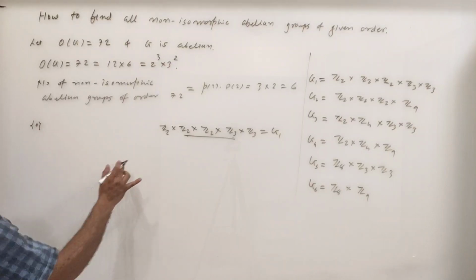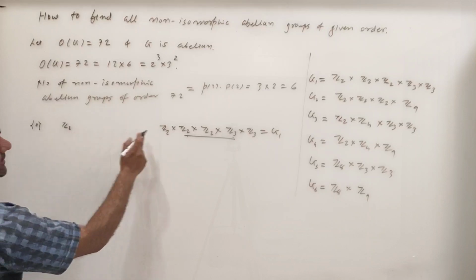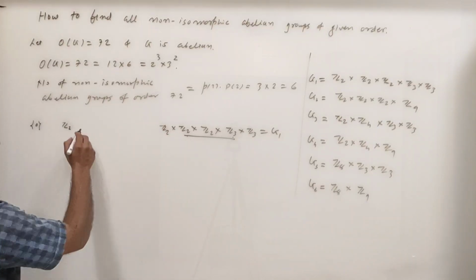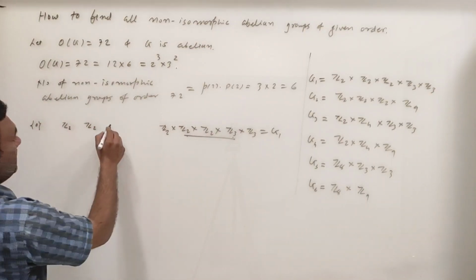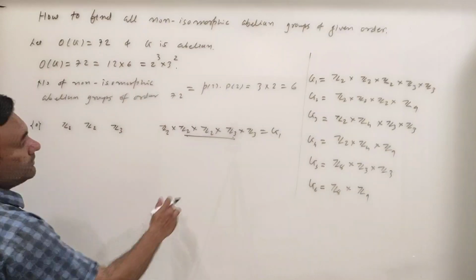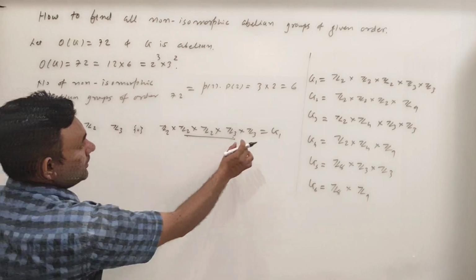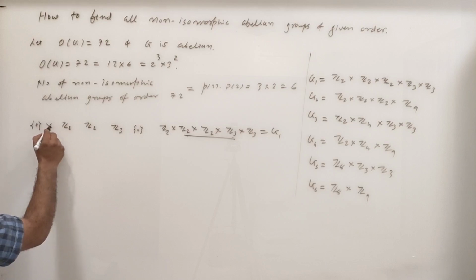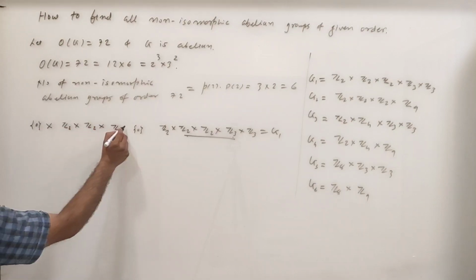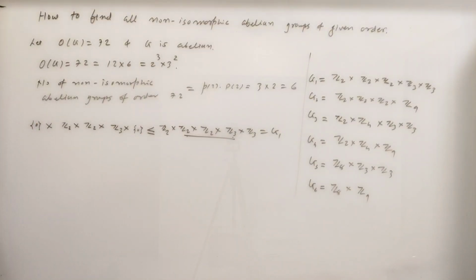Singleton 0 is a subgroup of Z2. Z2 is a subgroup of Z2. Z2 is a subgroup of this Z2. Z3 is a subgroup of this Z3. And singleton 0 is a subgroup of this Z3. Right? So this cross this cross this cross this is a subgroup of this one. So let me say this is, say, H1.